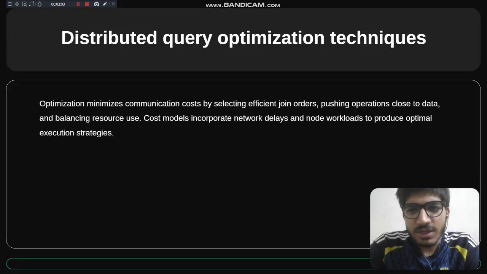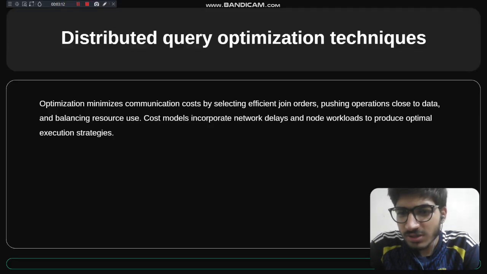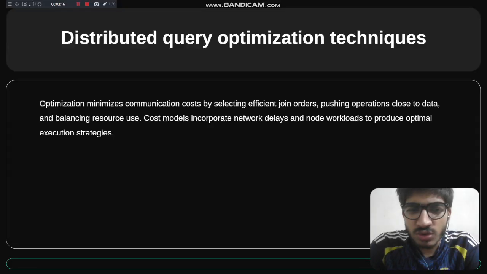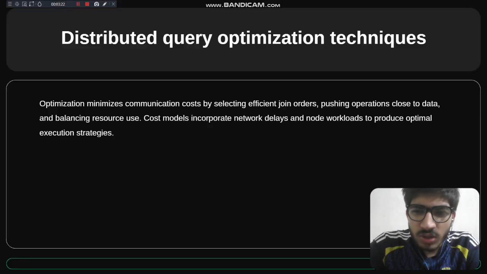Distributed query optimization techniques. Optimization minimizes communication costs by selecting efficient join orders, pushing operations close to data, and balancing resource use. Cost models incorporate network delays and node workloads to produce optimal execution strategies.